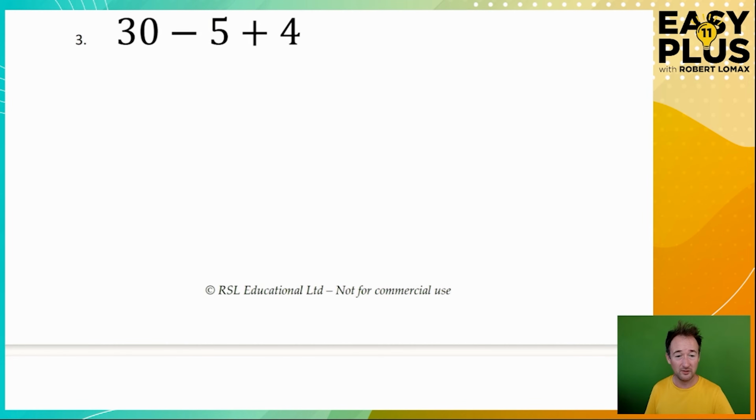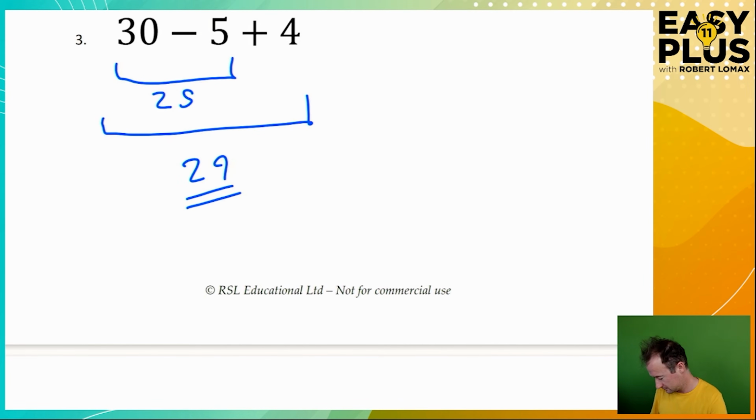As I said earlier, BIDMAS means that you need to deal with brackets, then indices, then division and multiplication in the order that they appear, and then addition and subtraction in the order that they appear. It doesn't make sense to do addition before subtraction, because addition and subtraction are just versions of the same thing. As we just saw, if you add minus something, you're just minusing it. Addition and subtraction are just moving numbers left and right along that number line. So it doesn't make sense to prioritize one over the other. We just have to work from left to right. 30 minus 5 is 25. And 25 plus 4 is 29.